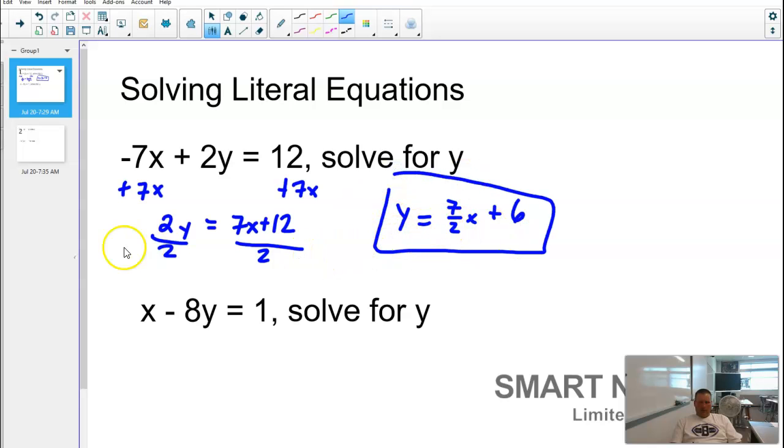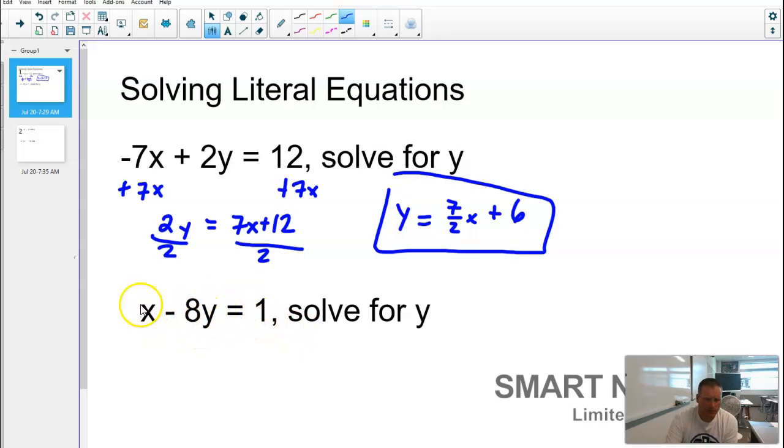Now I've put that and solved it for y. The reason why this is useful is you guys have seen this when you've graphed lines before. This is just an equation of a line, and you can graph it now by hand, whereas when it was in this form you wouldn't be able to do that. So let's do one more of those.